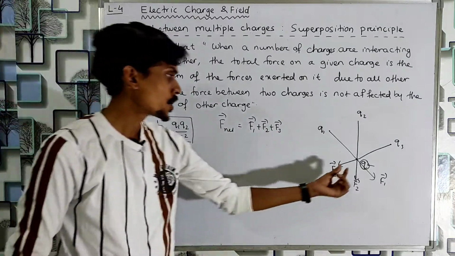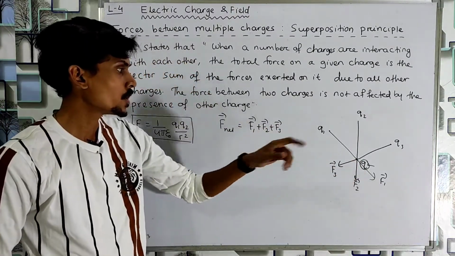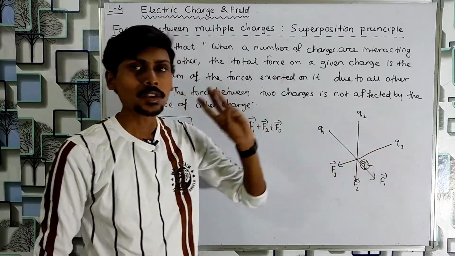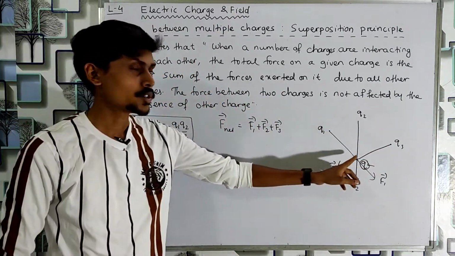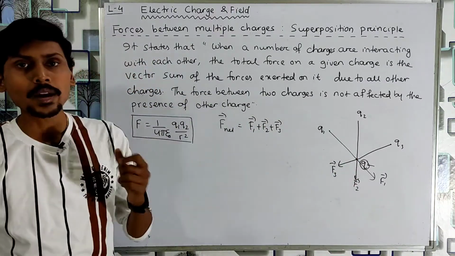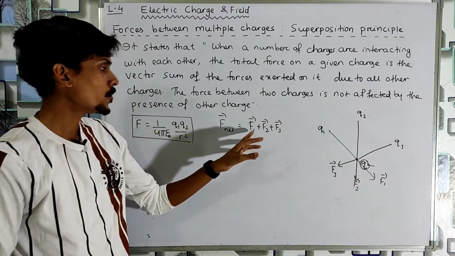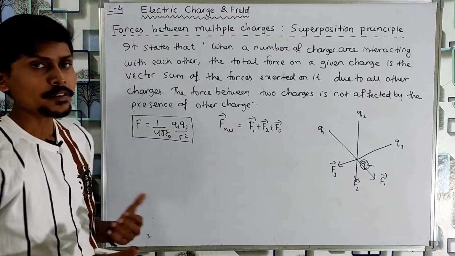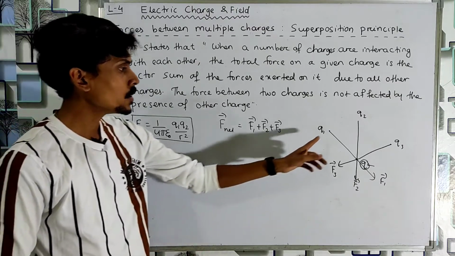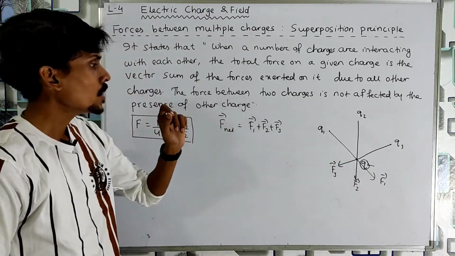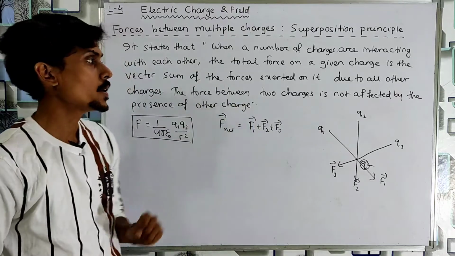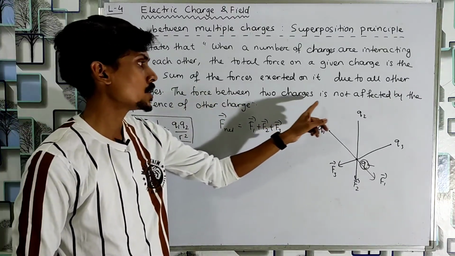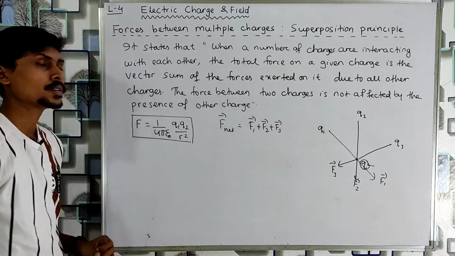If you exclude this charge small q, then we have 3 other charges. All the 3 charges will exert 3 forces on the charge q, and that's why to calculate the total force we have to take the vector sum of all the forces. And remember that whenever you are calculating the force between two charges, that force is not affected by the presence of other charges.